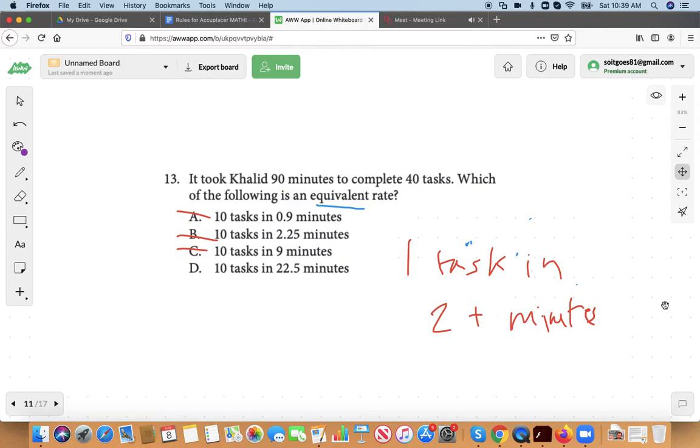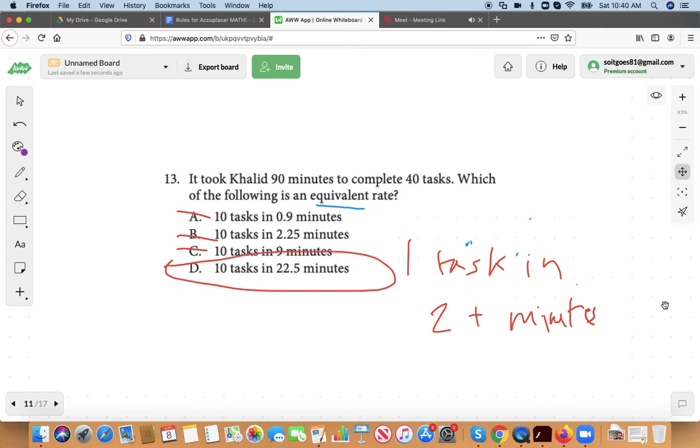Hold on, let's think about logic. Could you do 10 tasks in 22.5 minutes? Yes. That sounds reasonable, right? Because remember, we said it takes him just over 2 minutes to do one task. So to do 10 tasks, just multiply it by 10. Something a little bit bigger than 2, times 10, is going to be around 22. That's reasonable.